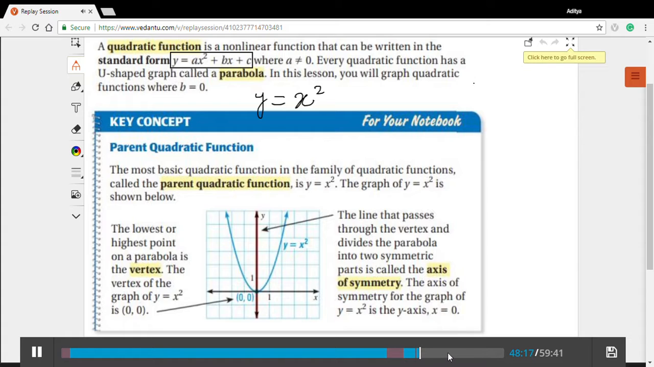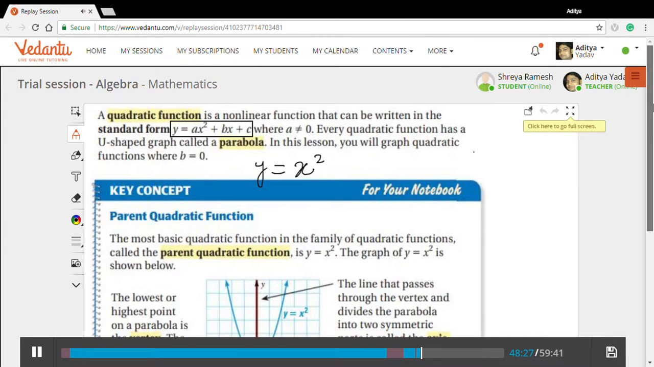Yes, Priya. So y equals x squared. It still has the degree of 2, right? The highest power is 2. So it's still a quadratic equation, or you can say the function. And its parent form is given like this.